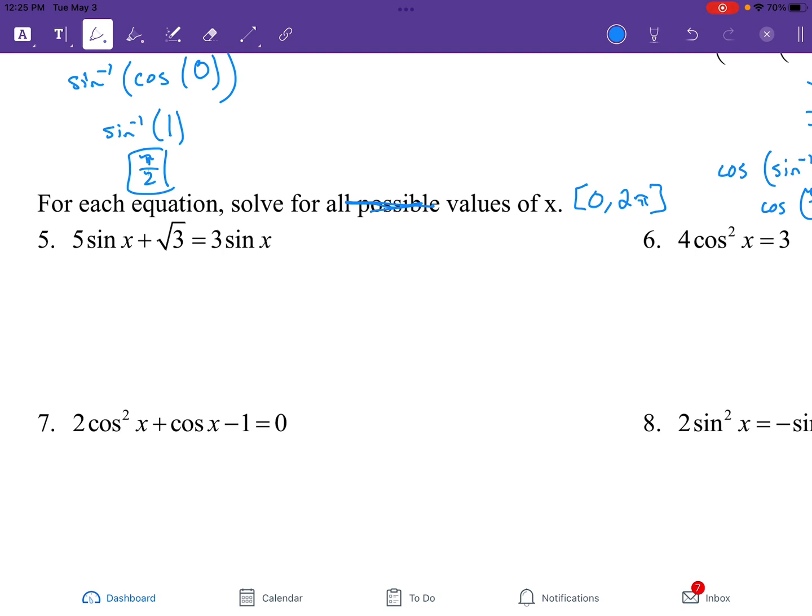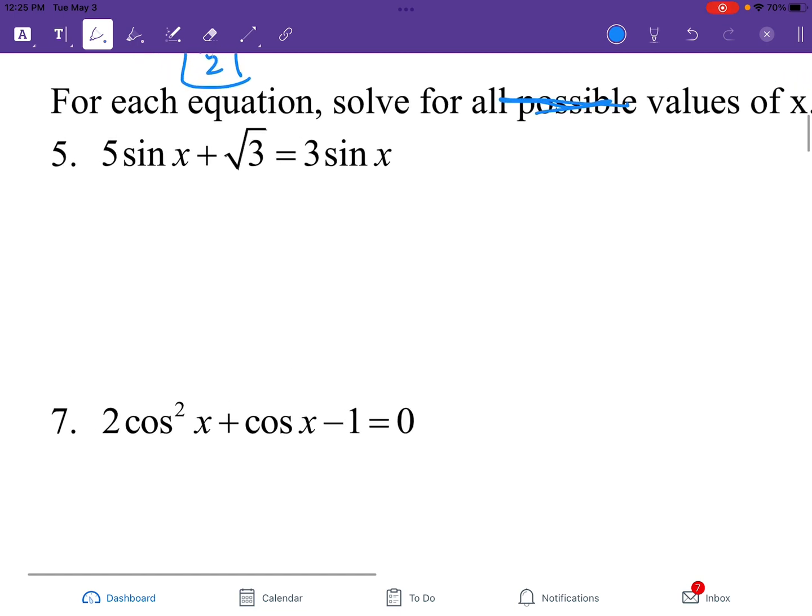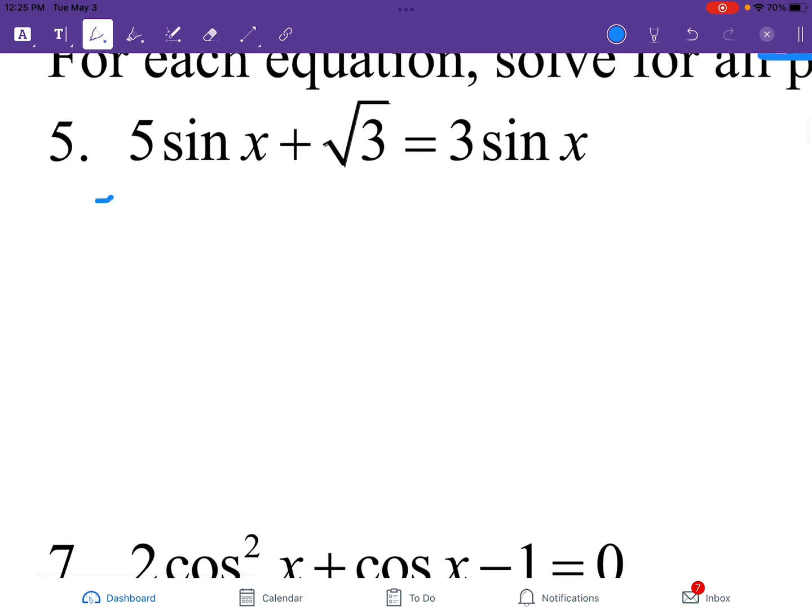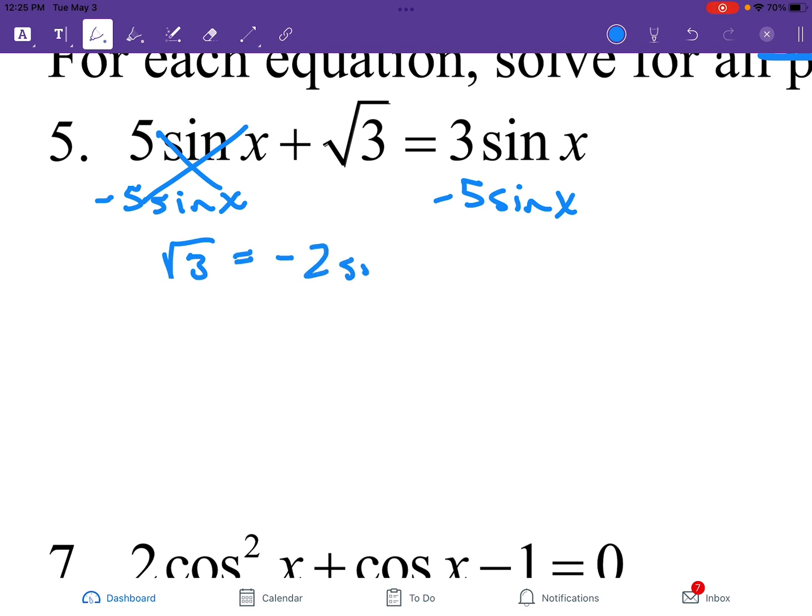All right, so to solve these, we have to get the trig functions by themselves. The best way to do it in the first one is to subtract 5 sine of x from both sides. Okay, that cancels that out. We're left with the square root of 3 equals, this gives you 3 minus 5 is negative 2 sine of x. Then we divide both sides by -2 to get the sine of x by itself.